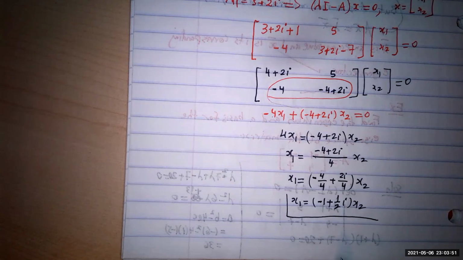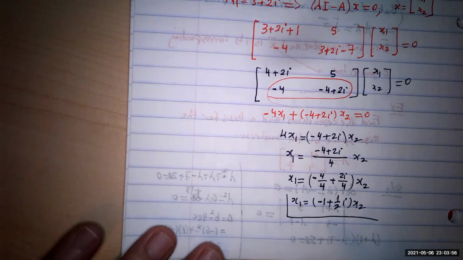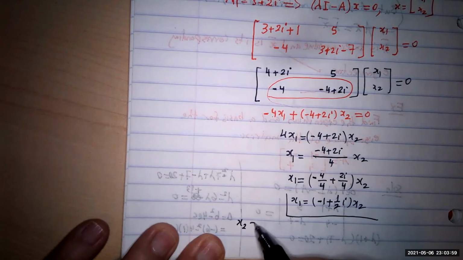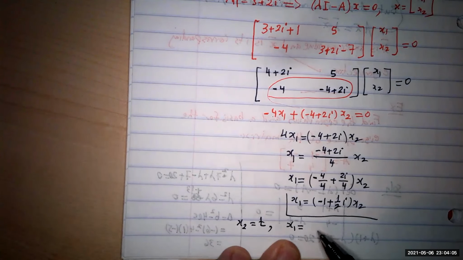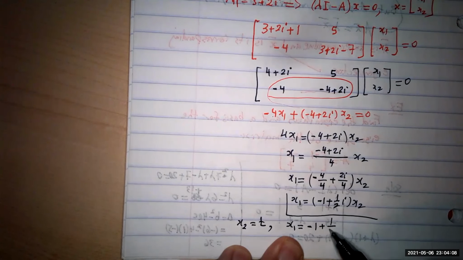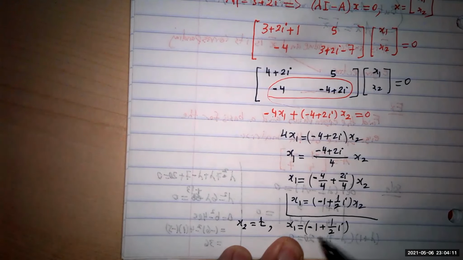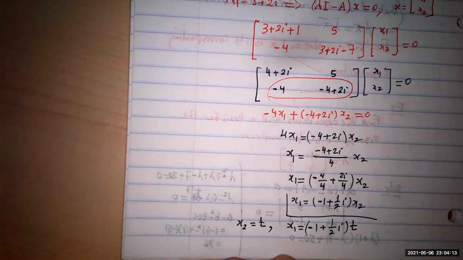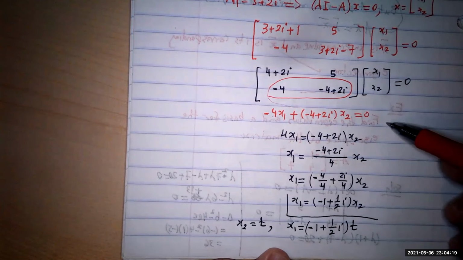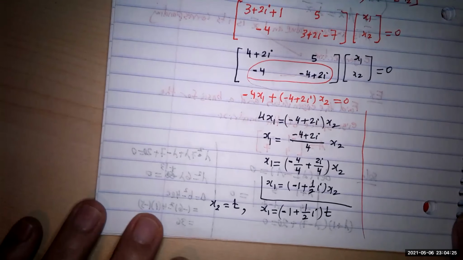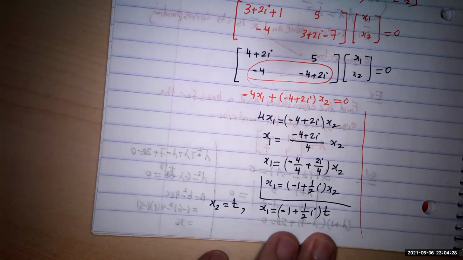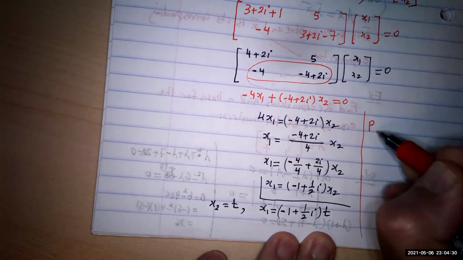And so this is it as usual. You can take one of them to be arbitrary and find the other one. So I take x2 to be equal to t. Okay, x2 equals t. So my x1 is going to be equal to (-1 + 1/2 i) times t. So now I'm ready to give you my first eigenvector. I'm going to denote it by p1 because sometimes it's used for diagonalization. So I call the first one p1 if you like.